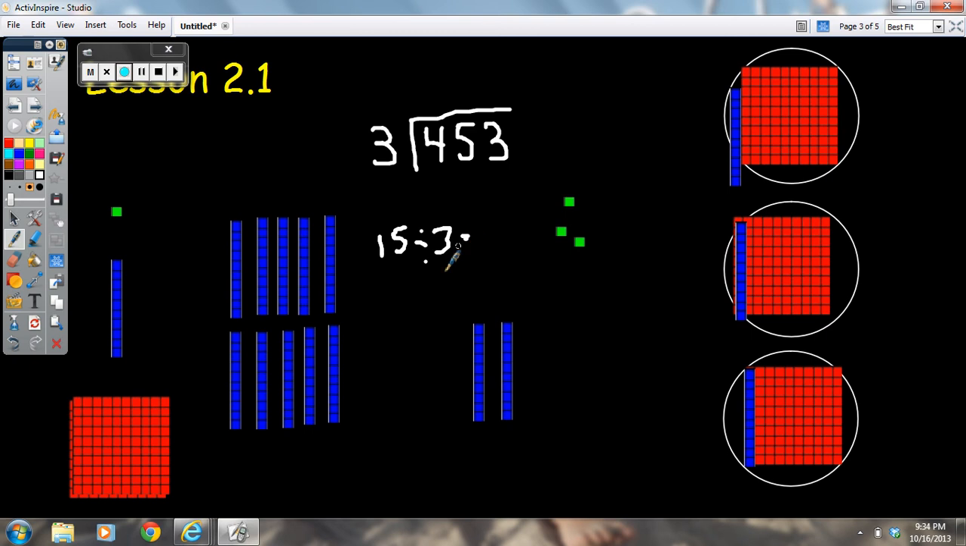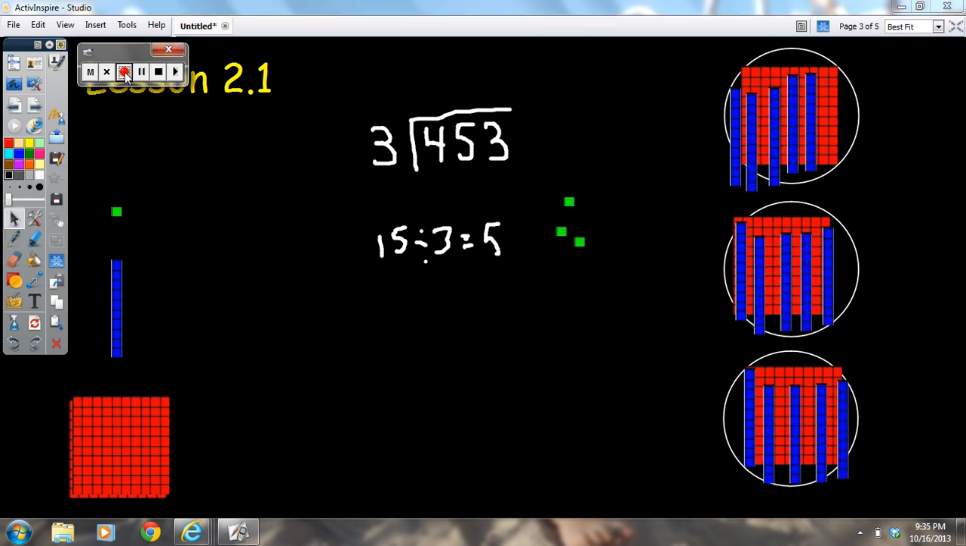Now I could take each one of these blocks and move them in one by one, but if I know my basic facts, 15 divided by 3 is 5, then that tells me that there are going to have to be 5 tens blocks in each one of these groups. So as you can see, each group now has those 5 tens blocks after I distributed them equally into those 3 groups. But I'm not finished, because what I'm left with is our 3 ones.